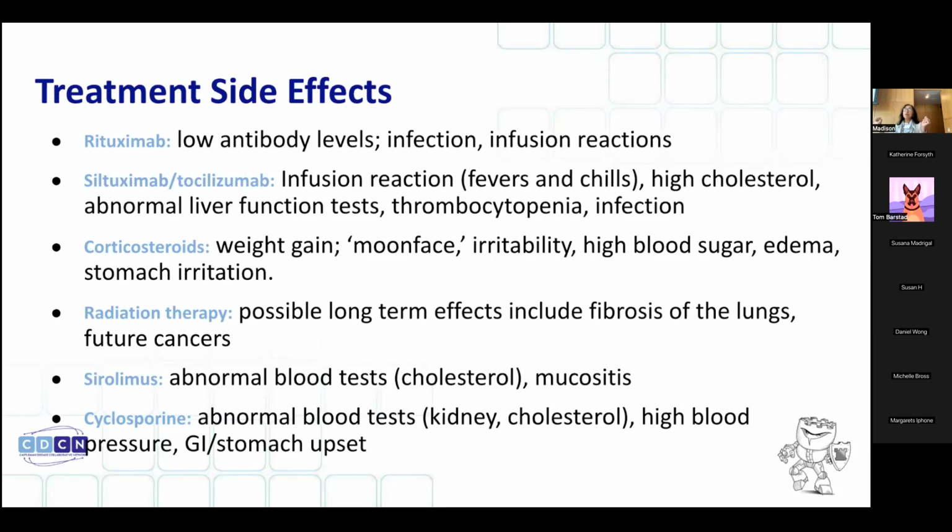In contrast, the anti-IL-6 antibodies like siltuximab and tocilizumab can also produce infusion reactions, but they have a few more side effects that are related to affecting IL-6, which include increasing cholesterol, abnormal liver function tests, dropping blood counts like your platelets, and the risk of infection. You are immunosuppressed when you're on these agents, so you do have to be careful. And sometimes it can come on suddenly.